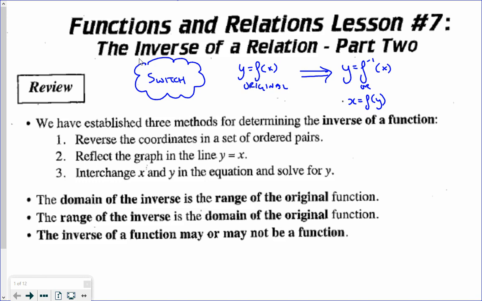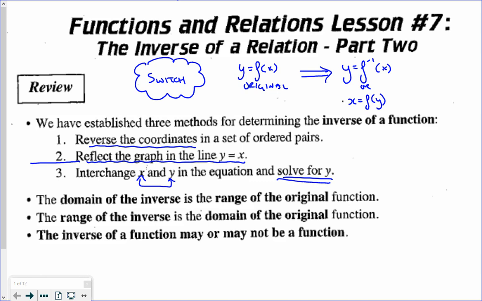So using the idea of switch, in order to graph, what you do is you switch all the coordinates, then you reflect across the mirror line, which is y equals x, and graph your new image. And it should look like you took your paper and bent it across that mirror line, and the image is in the new spot. For finding the equations, what you do again is you switch the x and y letters around, and then you get the new y by itself.